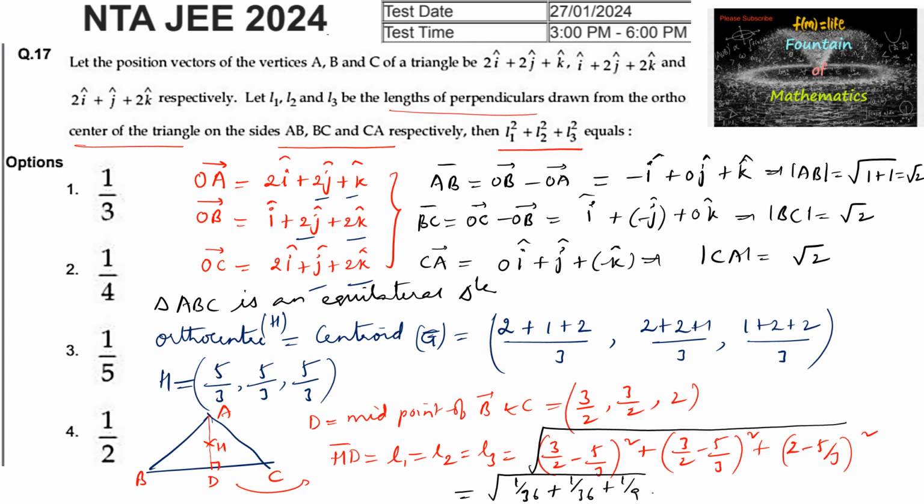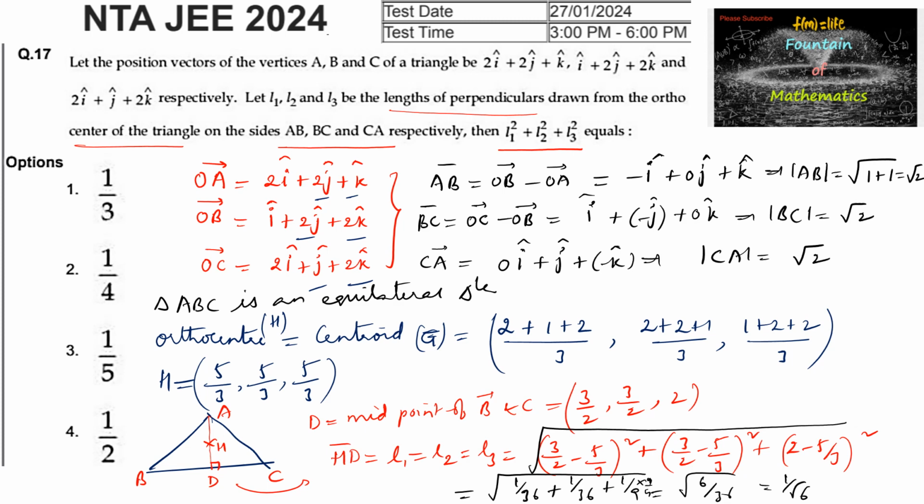Under the root, which is equal to 1 upon 36, 1 upon 36, and here you can multiply and divide with 4, so it is 4 by 36. So it is the root of 6 upon 36, which is 1 by root 6. So L1 value, L2 value and L3 value all are equal to 1 by root 6.